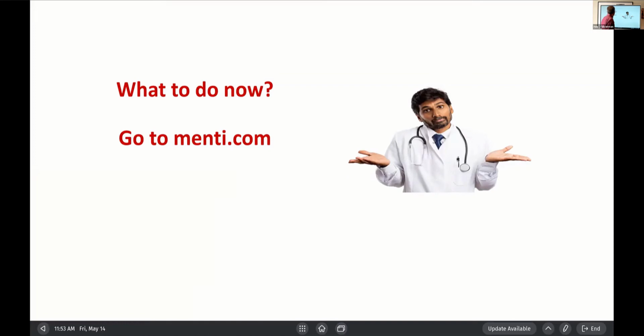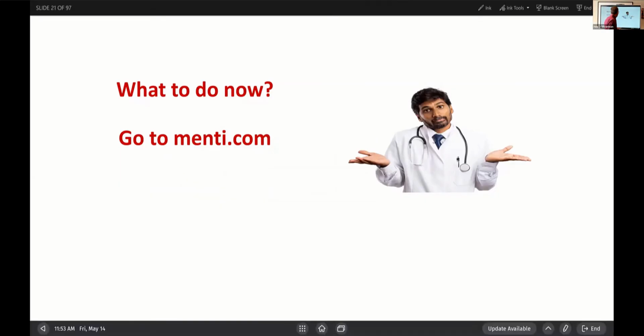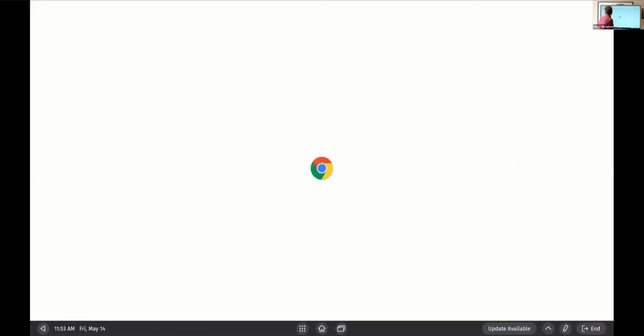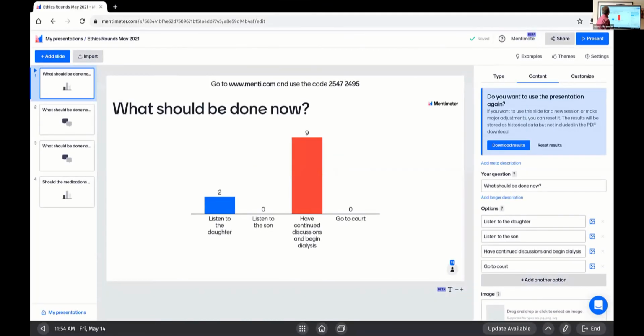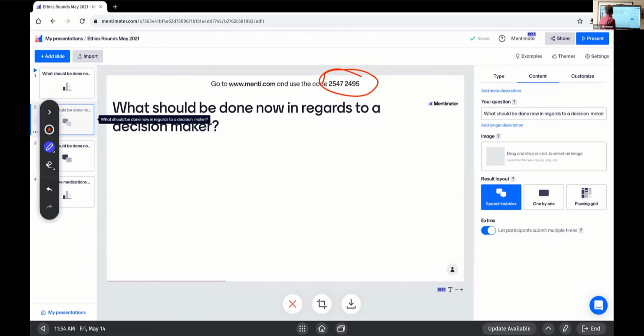So go to www.menti.com and I'll show you where the code is. Okay, the code is up here. Here's the code. What should be done now in regards to the decision maker?